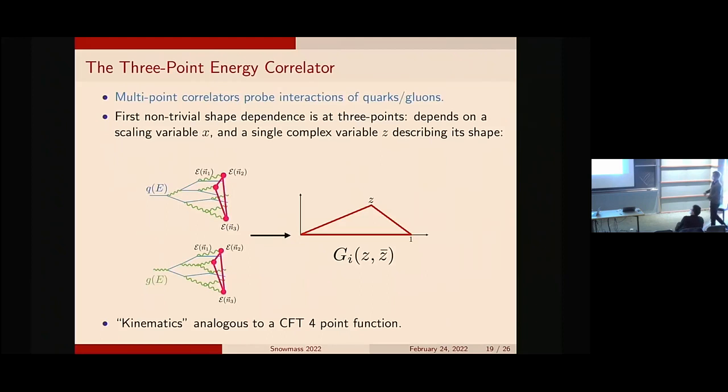And so the simplest thing one can do is to start with the 3-point correlator, which is the first correlator with a non-trivial shape dependence. And so in particular, once you remove the scaling, it's a function of a single complex variable z. And so you can, for example, rescale and put 1 at 0, 1 at 1, and 1 at some complex variable z in the complex plane. And so just for what I'll discuss a bit later, you may recognize that this, of course, is the identical kinematics to a CFT 4-point function.